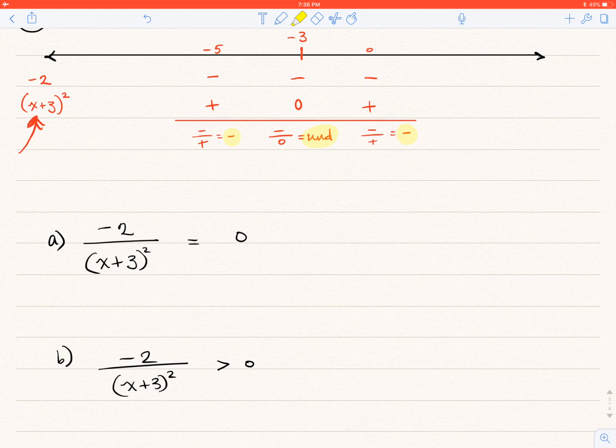Come back to class and we'll talk about how to actually read the Pos Neg chart and use it to answer these questions.